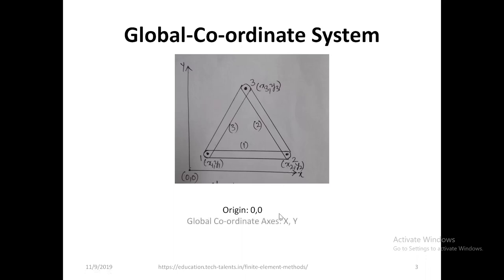It goes like that. So the global coordinate system origin is 0 0, the axes are x, y and sometimes z also, the nodes are 1, 2, 3, and the elements are indicated by the brackets. If you want to reference any of the nodes, it is with reference to the origin which is outside the object, origin 0 0. That's about the global coordinate system.